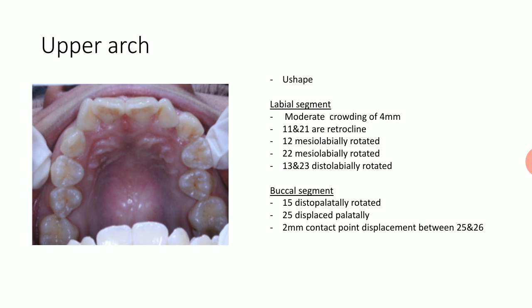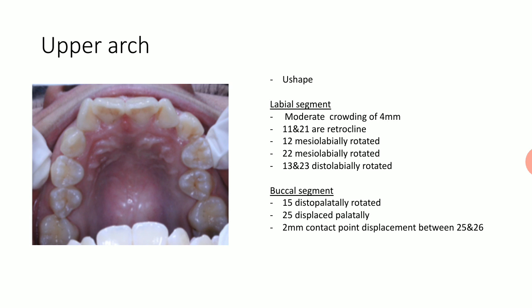On the upper arch, it is U-shaped. For the labial segment, there is moderate crowding of 4 mm. 1-1 and 2-1 are retroclined. 1-2 are mesiolabially rotated. 2-2 is mesiolabially rotated. 1-3 and 2-3 are distolabially rotated.